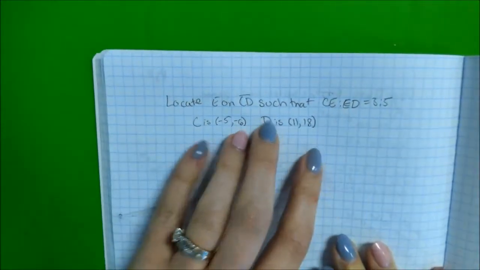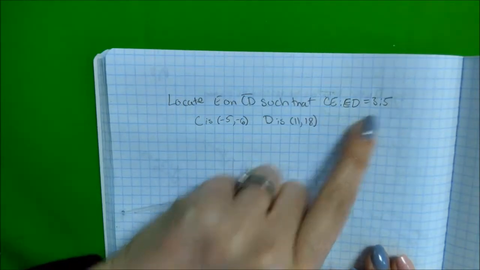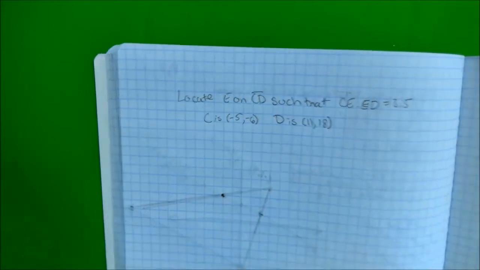Alright, so locate E on CD such that CE in proportion to ED is 3 to 5. C is -5, -6, and D is 11, 18.